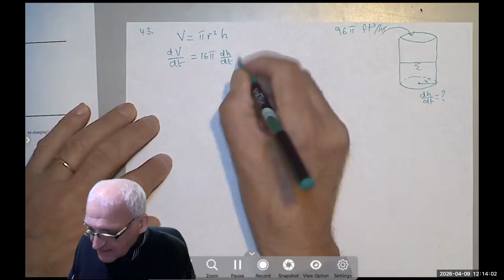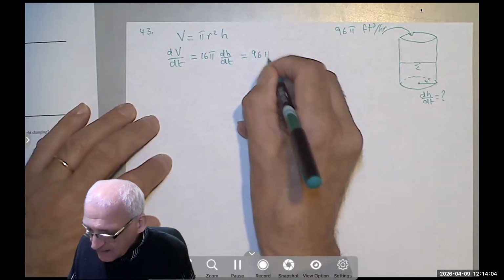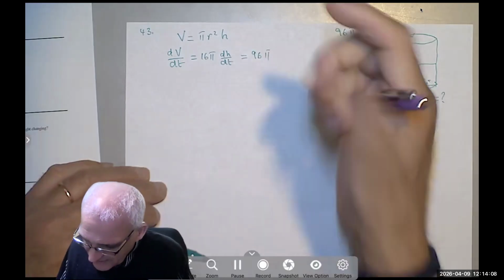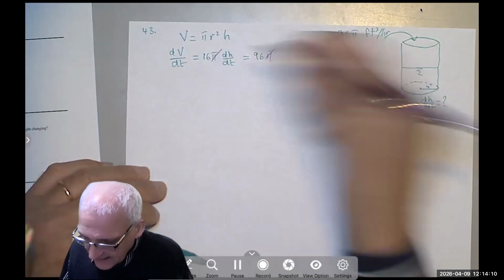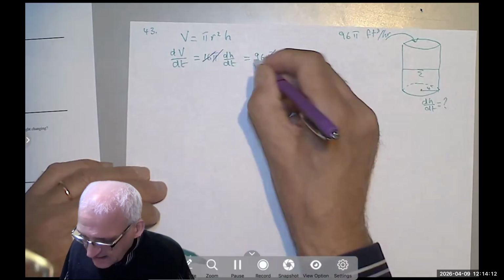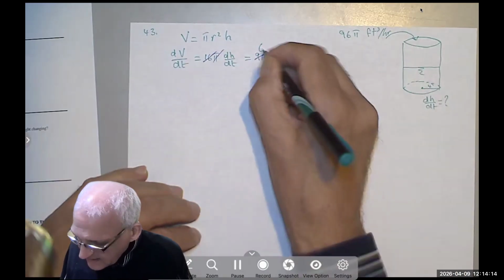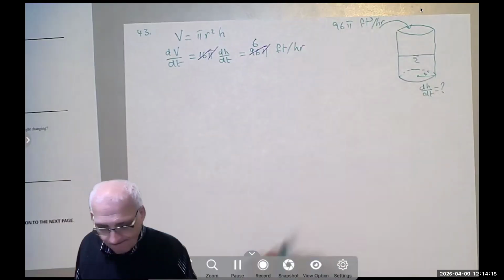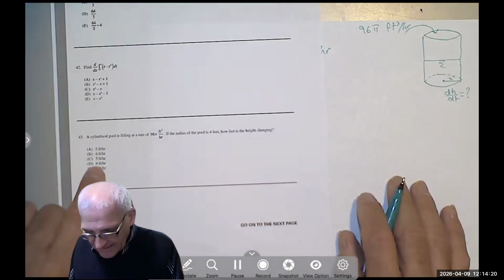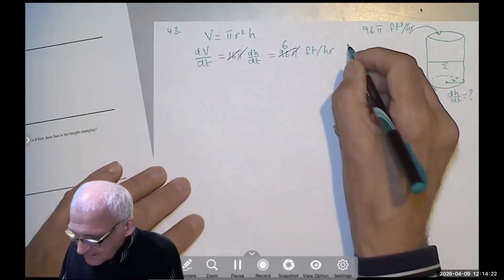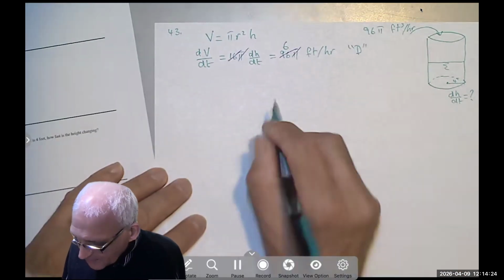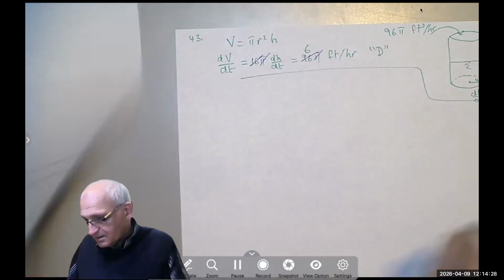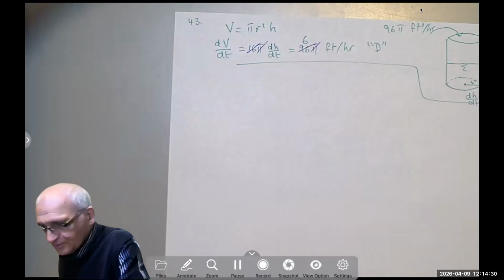But then they tell you this quantity is 96 pi. Wow, could it be any easier, right? I'm going to divide by pi and then divide by 16. That would make it 6. So it's 6 feet per hour. And that's D. This is the easiest problem, probably. And then the last two.